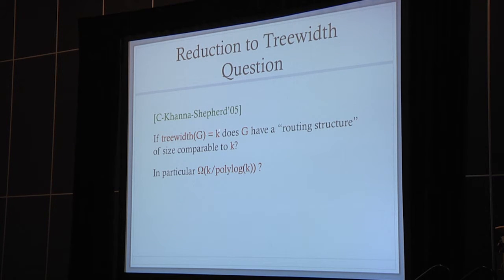About 10 years ago, we showed a connection between understanding that question and understanding something about the structure of large treewidth graphs. At some high level, which I am not going to make very precise, we showed an equivalence. We reduced the problem of understanding how good that relaxation is to a purely graph theoretic question: if the treewidth of the graph is k, does G have a routing structure of size comparable to k?